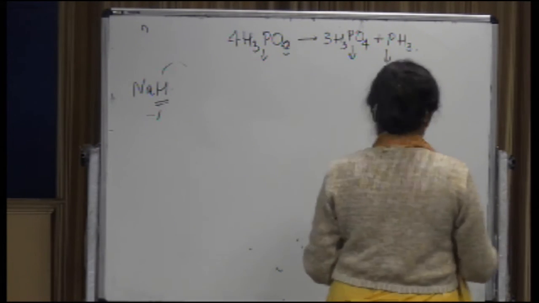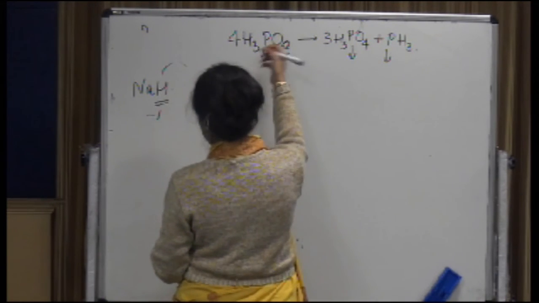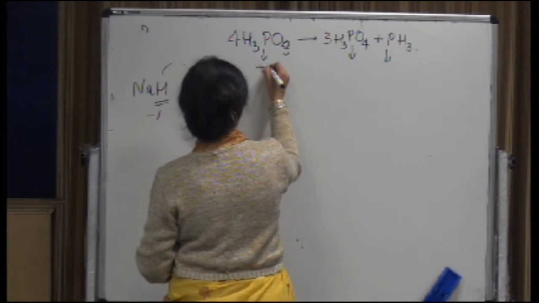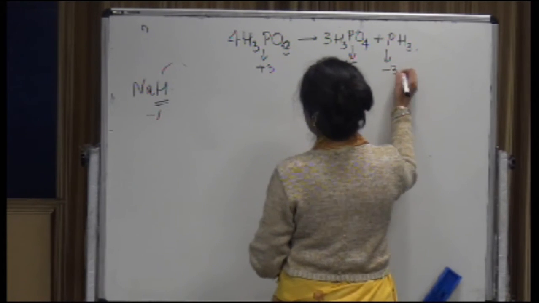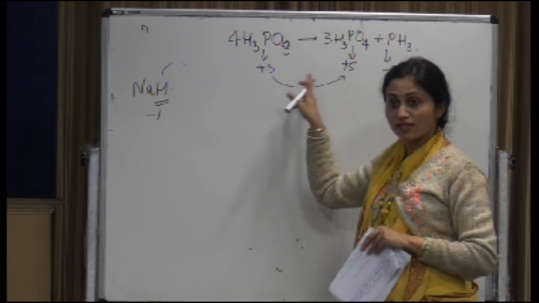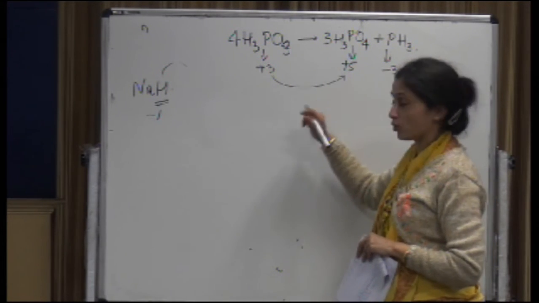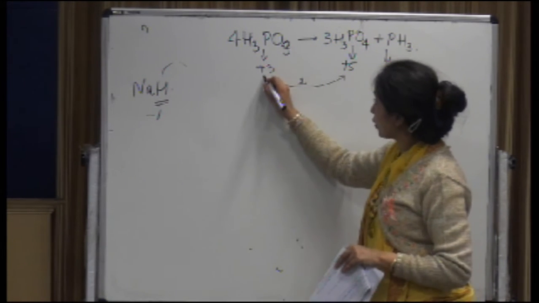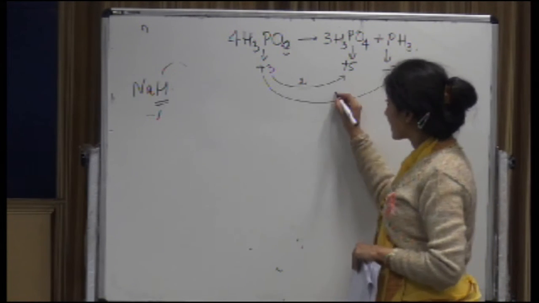See both the questions. Okay, so here what were the oxidation states? Tell me. 3, 5, minus 3. Now let me just check out the change. What is the change in the oxidation number here? Phosphorus is going from +3 to +2. So there is a change of 2 electrons, and as you're going from +3 to -3, there is a change of how many electrons? 6 electrons.